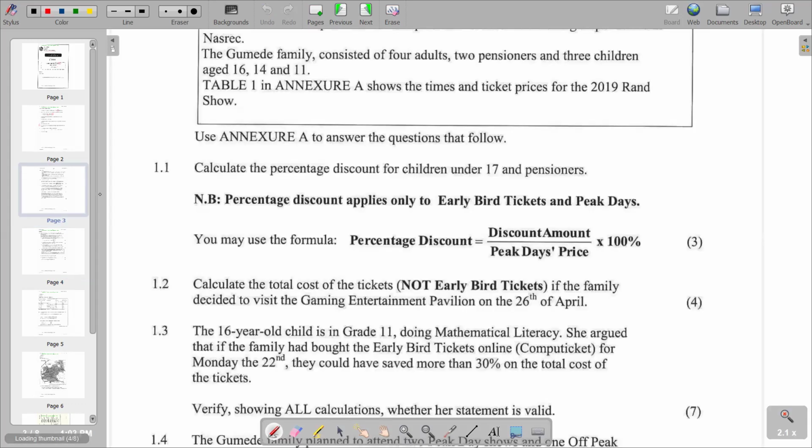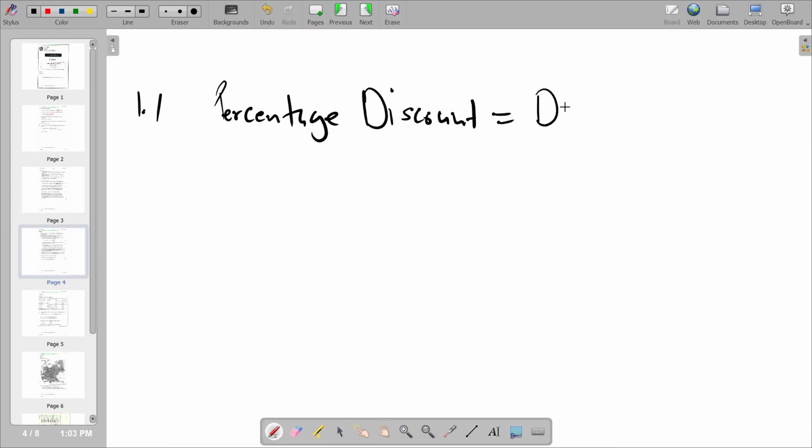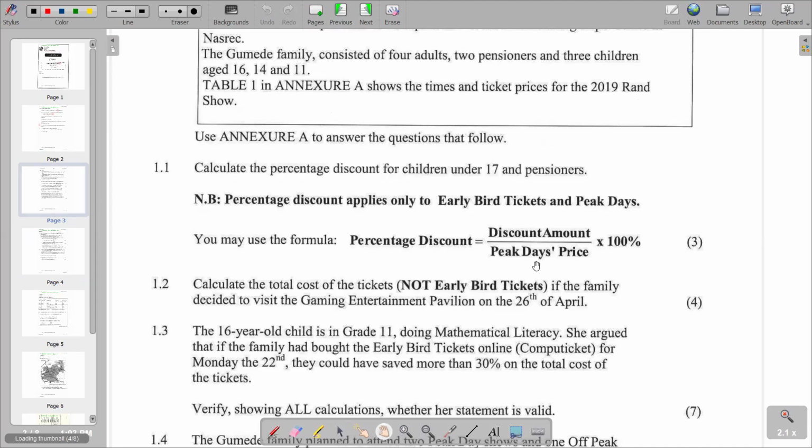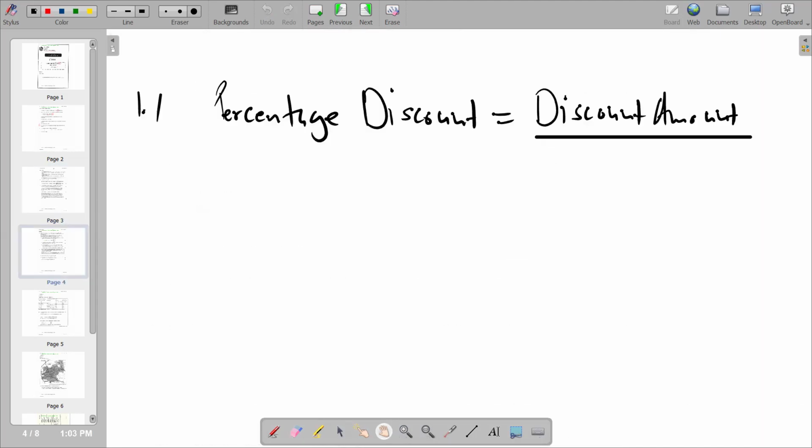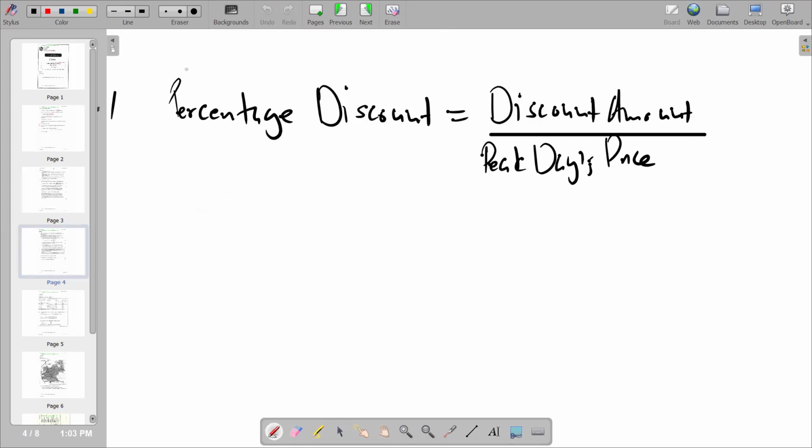is equal to discount amount over peak days price, and of course we have to multiply it by 100%. So this is our formula that we have.